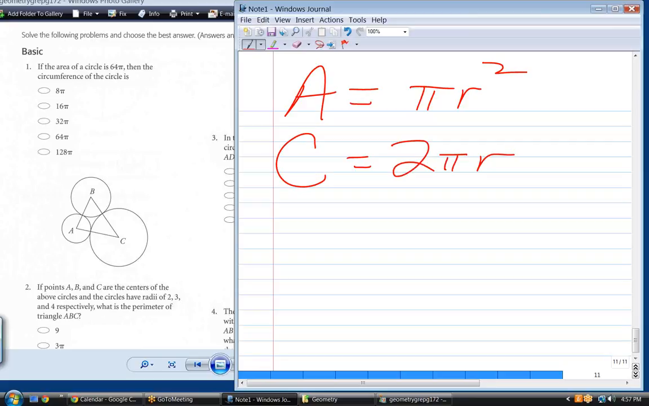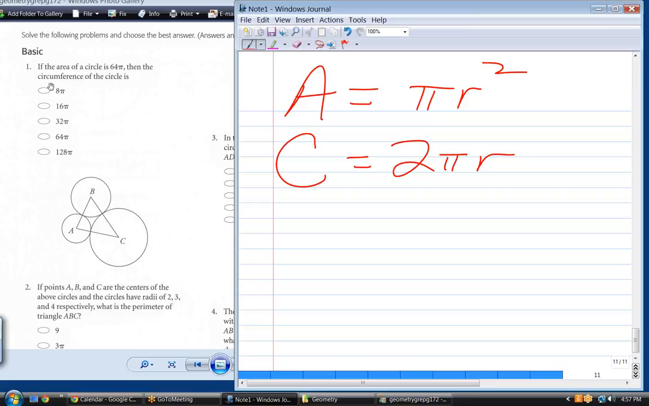Okay, right. Now, the reason those are the only two formulas you need to know is there's really only three things about circles. There's area, there's circumference, and there's the radius. Given the area, you can always figure radius. Given the circumference, you can always figure radius. Given the radius, you can figure either one of these. So of the three pieces of information, you only need one of them to be able to figure out the other two.